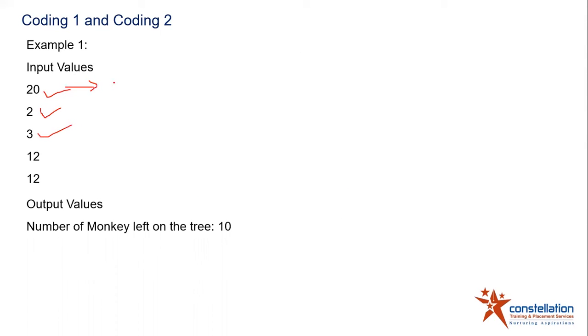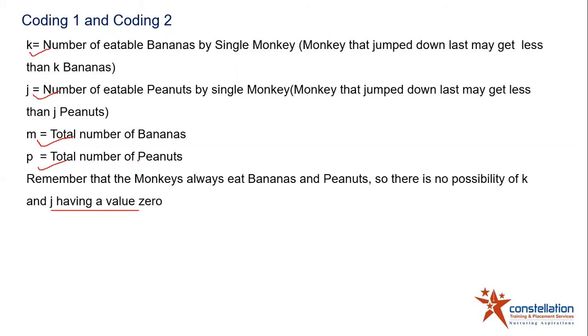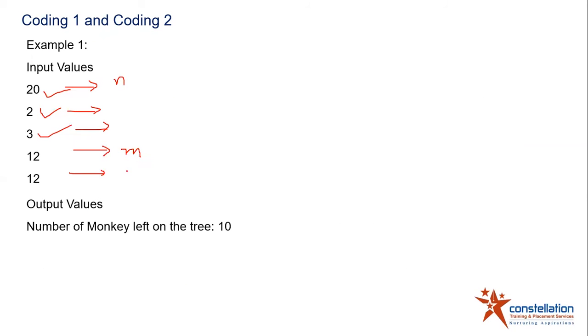Fine. The input value is 20 2 3. So 20, I believe, is the number of monkeys, that is n. Then 2 will be the number of bananas they can eat, and 3 will be the number of peanuts they can eat, and these are the number of bananas and peanuts. So let us find out the total number of bananas M and the total number of peanuts P.